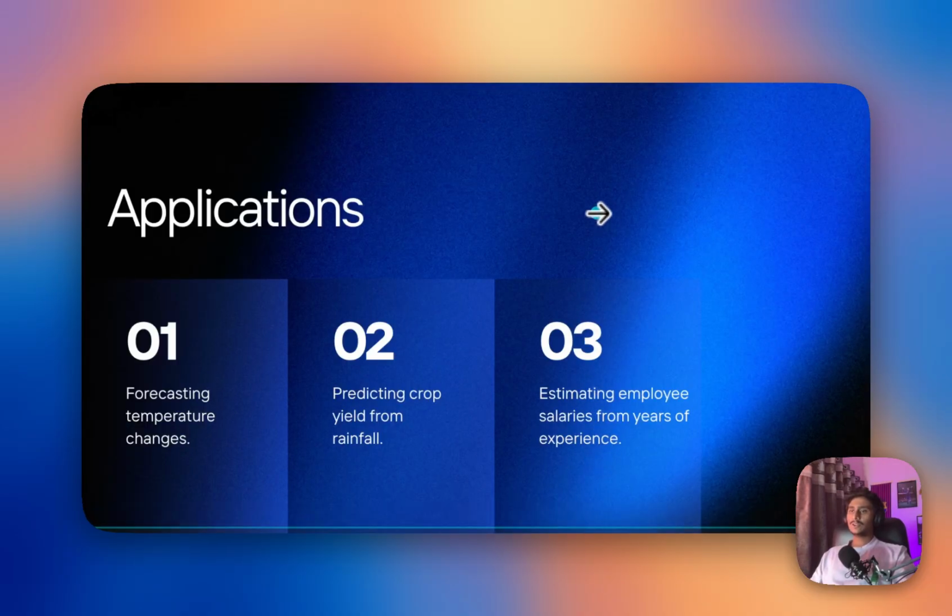Let's talk about applications. Linear regression can be used for various applications, but the most famous of them are forecasting temperature changes, predicting crop yield from rainfall, and estimating employee salaries from years of experience. These are a few examples. There are lots and lots of applications where linear regression is used nowadays.